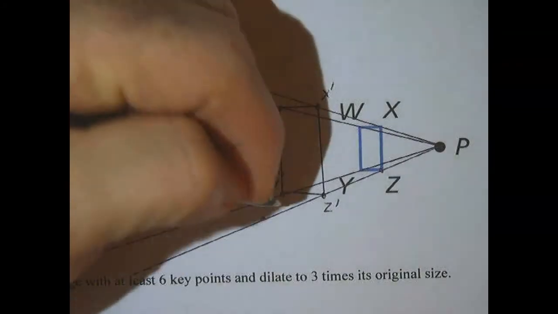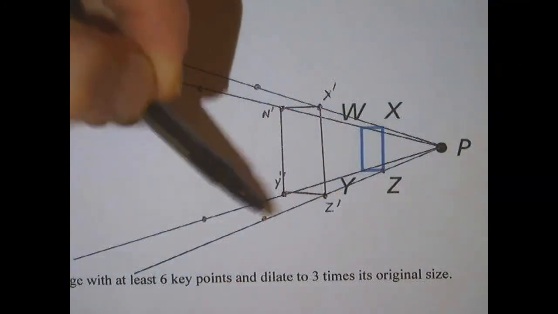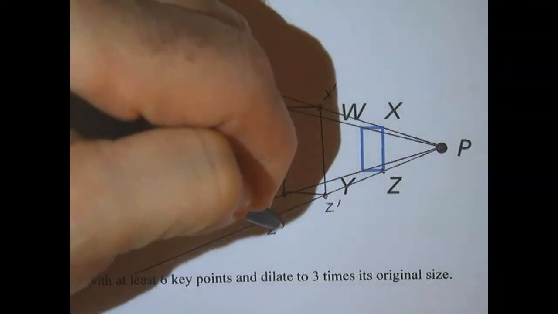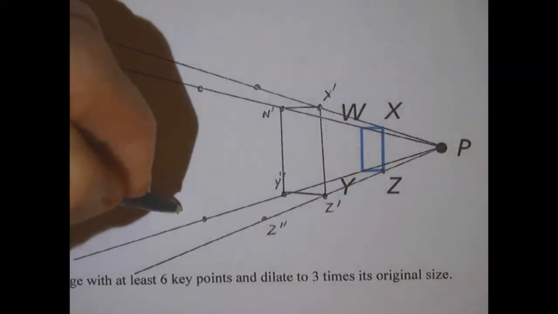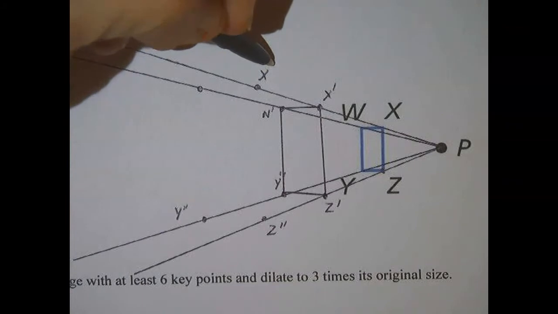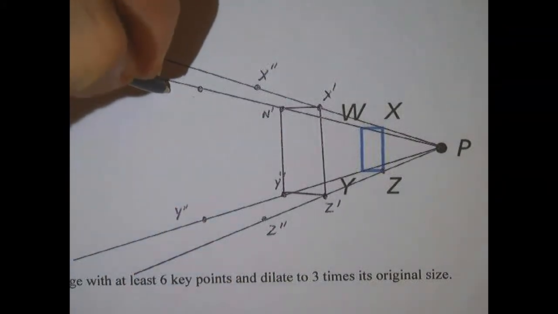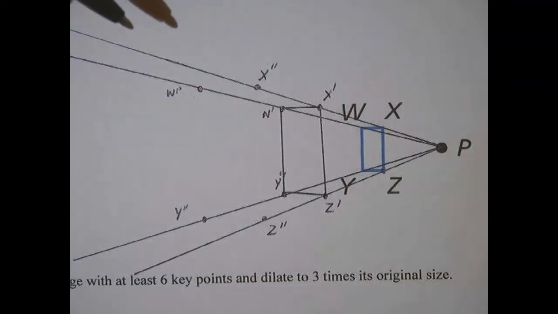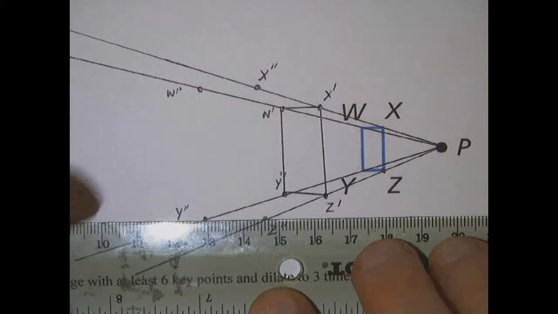Now let's just go ahead and call this one, this was Z prime, this one is Z double prime. Let's call this one Y double prime. Let's call this one X double prime, and W goes over to W double prime. W double prime. That's hard to even say. All right, so here we go. Let's connect them.